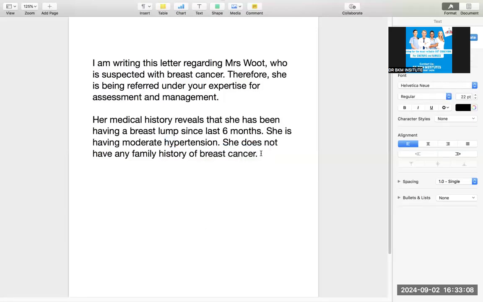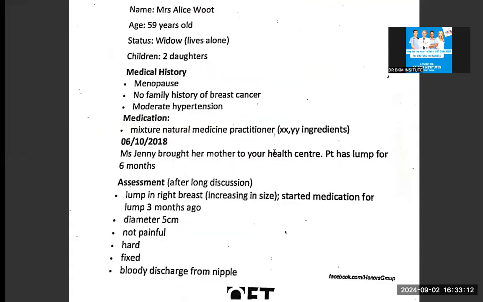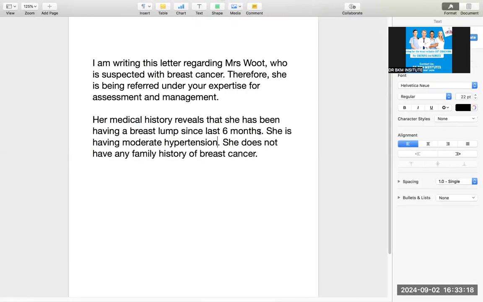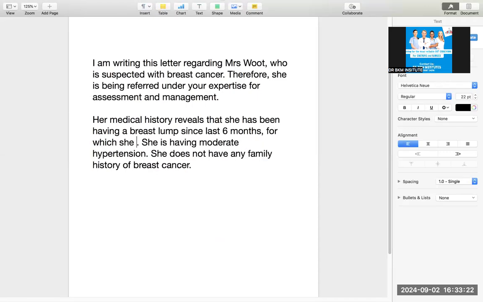She does not have any family history, but still I'm not finding the rhythm. So let's find more. Miss Jenny's mother has a lump in the right breast and has started medication since last 6 months. For which, see, now I'm mixing up. So I have to make correct lines.